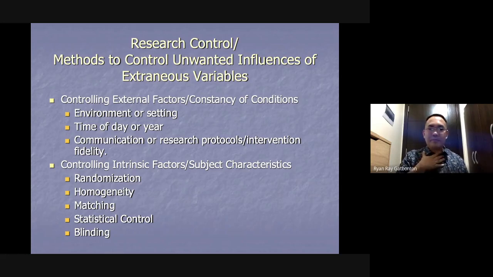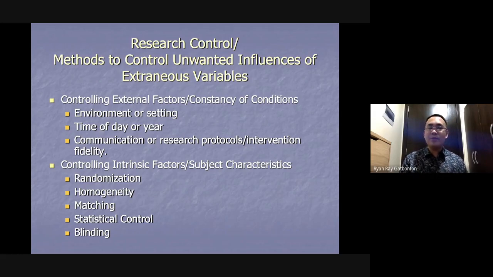Now, matching is also one way to control intrinsic factors. When we do matching, we match the characteristics to the type of intervention that they will receive. Okay, that's matching. We can also do statistical control. We compute for the level of significance, margin of error, etc. Okay? We also do blinding.